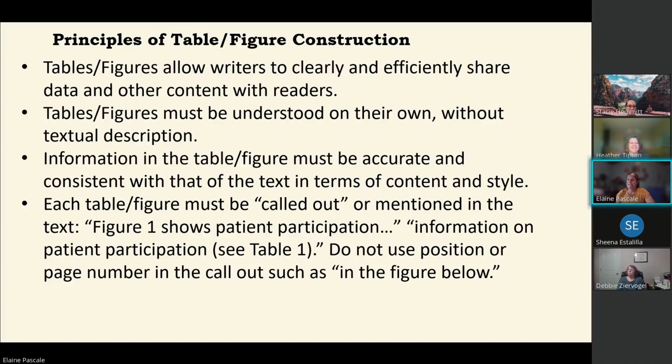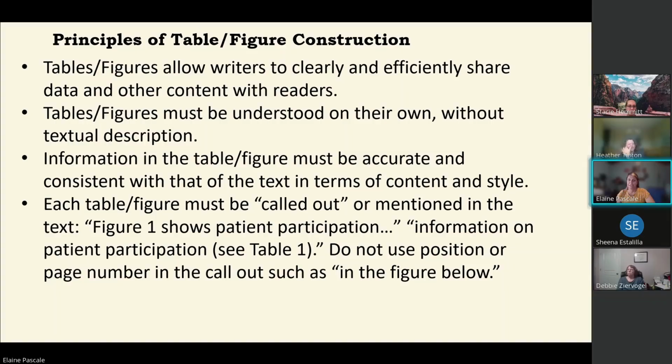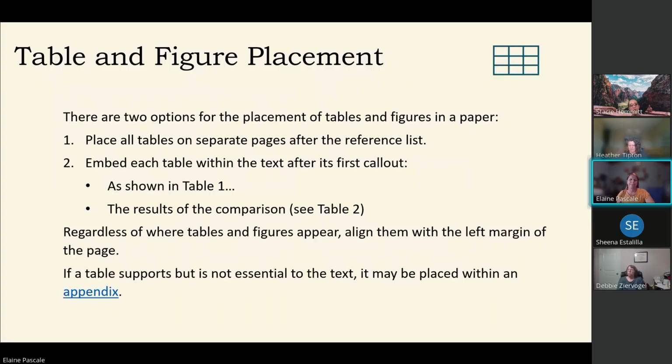You have to have consistent terminology in your table and figure with the rest of your paper. And every table or figure has to be called out or mentioned in the text at least once. You don't have to constantly refer to them each time, but at least once. So you could say it narratively, like "Figure 1 shows..." or "information on patient participation (see Table 1)." That's the APA format. You have to have that lowercase "see." Don't say "in the table above or below," because we don't know how things are going to lay out when they're finally in that final format.